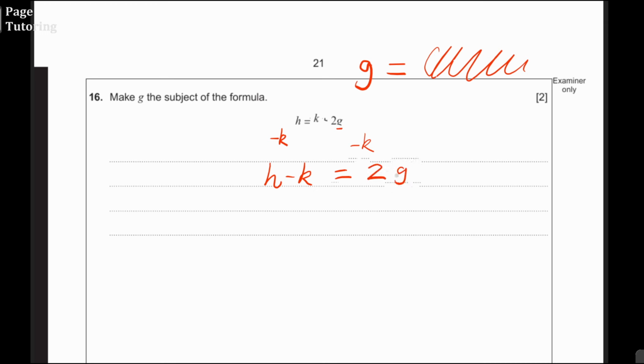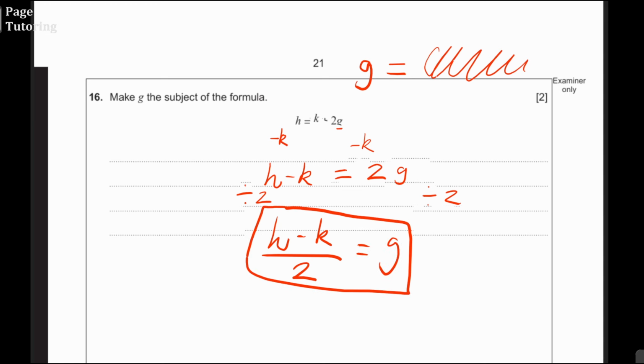Now we want G on its own, and we've got 2G. Well, anytime you want half the amount, or just one of the number and you've got 2, you just divide by 2. So now we're going to have H minus K, and that's all divided by 2. Once again, we can't write that any simpler because they're unknowns, that's as simple as it can go. And that would just be equal to G.